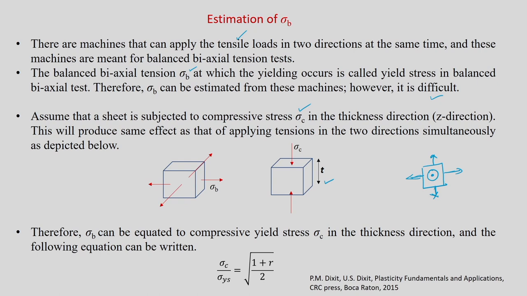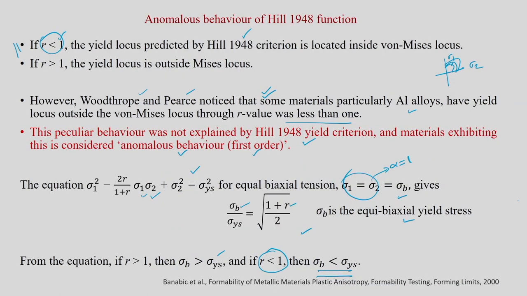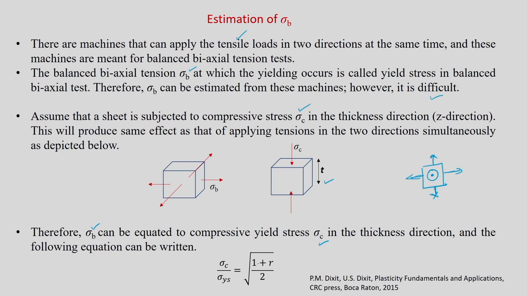We have to see how accurate it is, but therefore sigma b can be equated to sigma c, but sigma c is in the thickness direction. You have to compress the sheet in the thickness direction, that's all. And we can say that in the previous equation, where we wrote sigma b by sigma ys equal to square root of (1 plus r) by 2, sigma b can be replaced by sigma c. So sigma c by sigma ys equal to square root of (1 plus r) by 2. Many times, if it is difficult to get sigma b, sigma c can be obtained in this way.